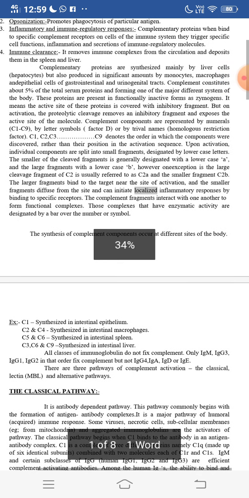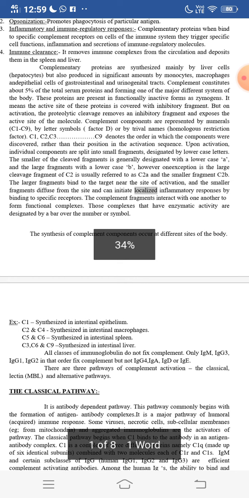The larger fragments bind to the target near the site of activation. These larger fragments will get bound to the site near the site of activation, and the smaller fragments will diffuse from the site. So the larger fragments will get bound to the site of activation.